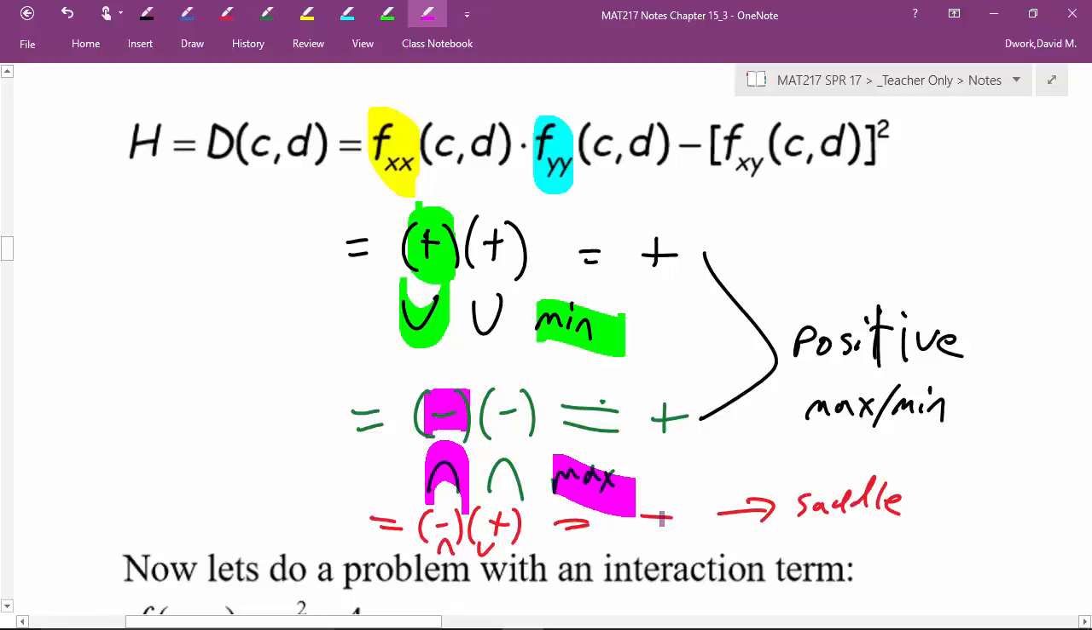And if your answer is negative, you're done. That's all you need to think about. Answer is negative, saddle point. All right? Now, what is this test saying?